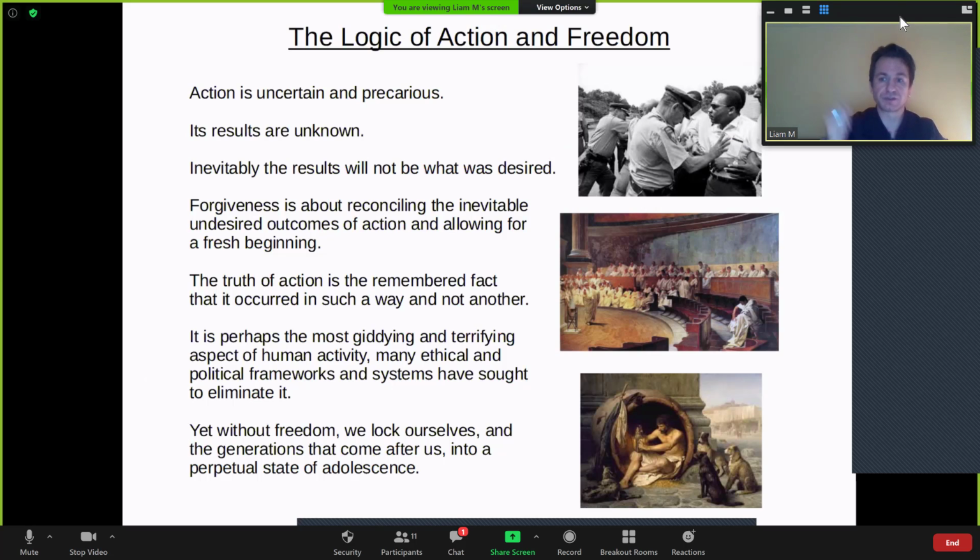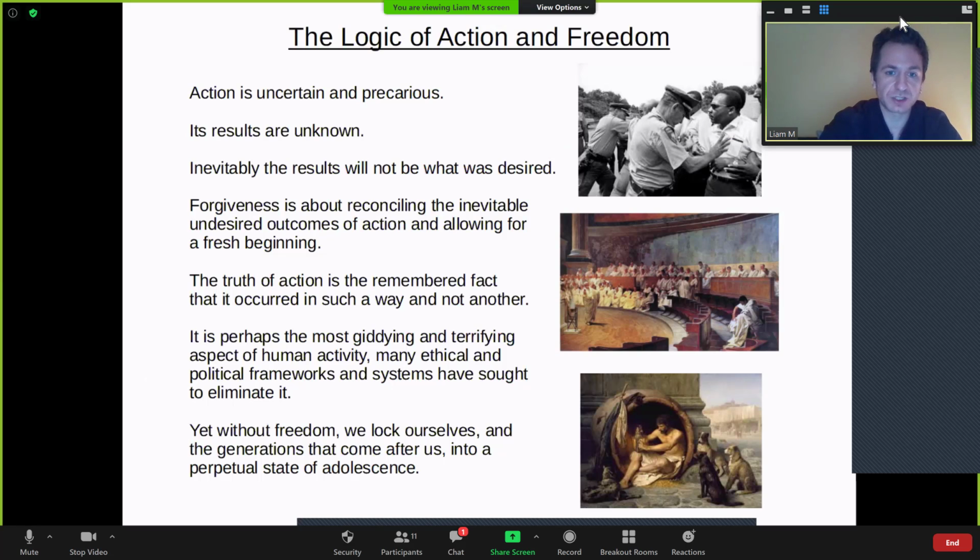So how do we deal with this and not be terrified of action? Well, Arendt says we deal with it by forgiveness, because forgiveness is about reconciling the inevitably undesired outcomes of action and allowing for a fresh beginning. So this is why we have forgiveness as a human ability, to be able to forgive that we tried our best, we performed an action, and inevitably it had bad results anyway.